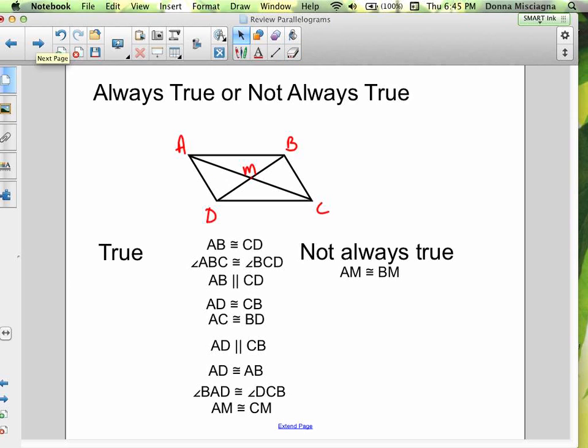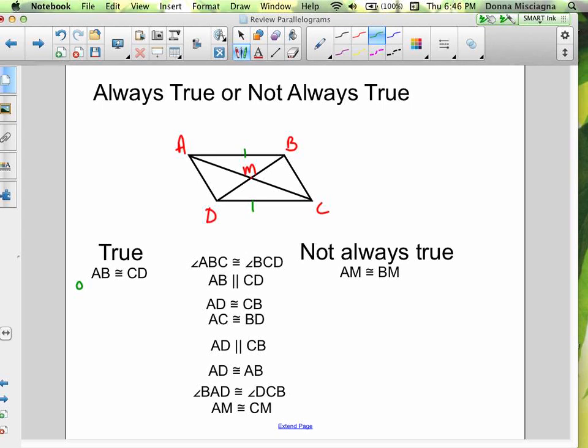AB is congruent to CD. Well, those are the sides in our parallelogram, and those are opposite sides. And we know opposite sides in a parallelogram are always congruent to one another. All right, so let's move this one over here. And I'm going to just write underneath this one, opposite sides of a p-gram always congruent.